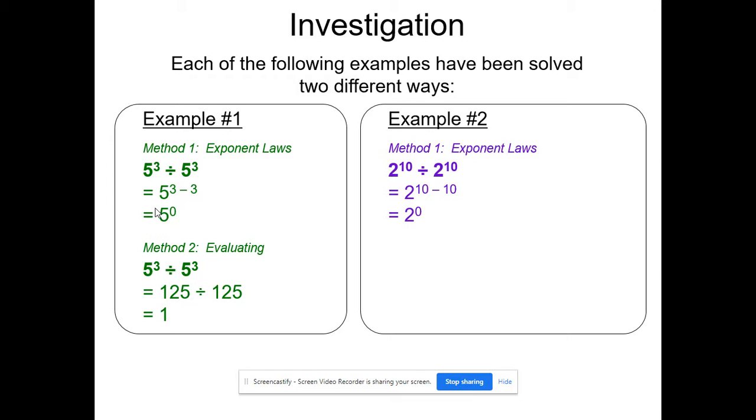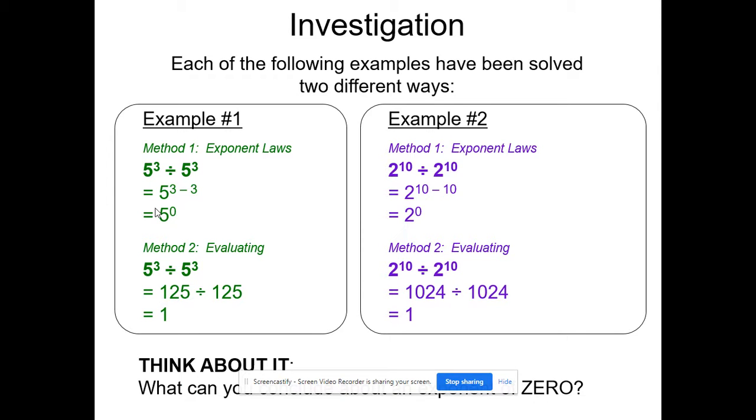I'm going to try the same question a second time. This time I'm actually going to calculate. So 2 to the power of 10 is 1,024. So I get 1,024 divided by 1,024, which is just 1.